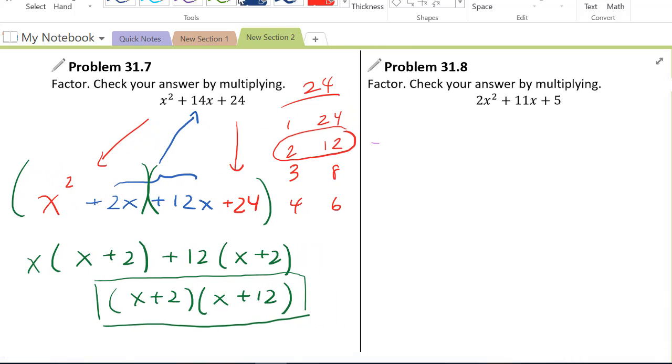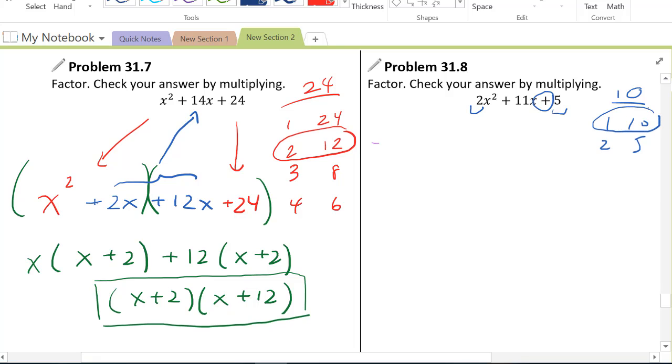Right, let's look at the next one. Okay, same situation, right? You're going to do AC method. AC, that's 2 times 5, which is 10. What are factors of 10? 1 and 10, 2 and 5, right? And since the C term is a plus, I got to add to make 11. Which one of these adds to give me 11? 1 and 10. So what do you do? Rewrite that first term, 2x squared. Now I have to make 11x by using 1 and 10. How do I do that? I have to use a plus 1x and a plus 10x, right? And then I'm going to bring down my plus 5.